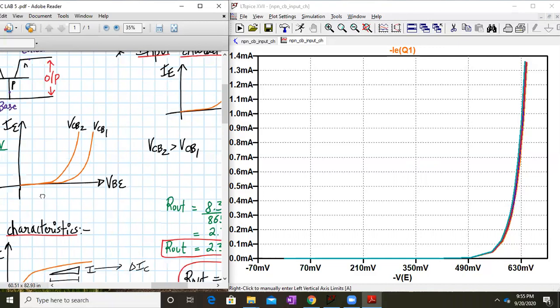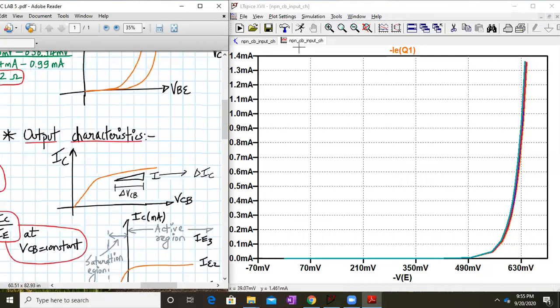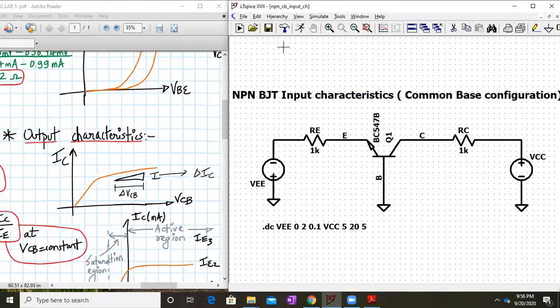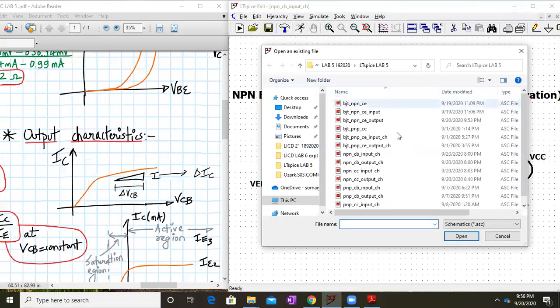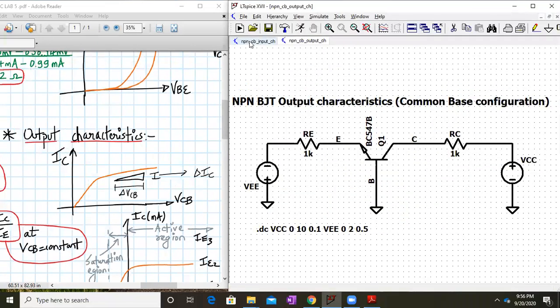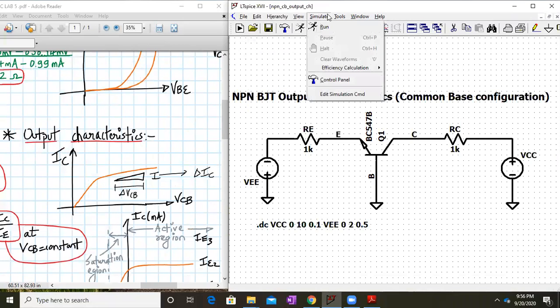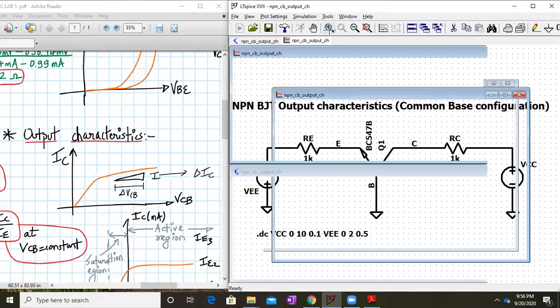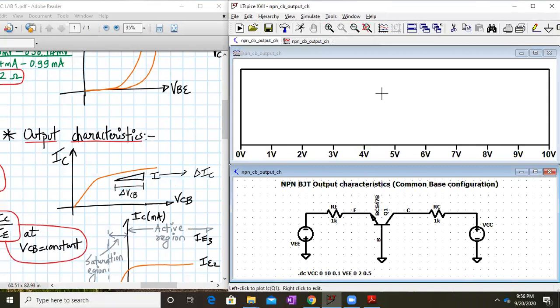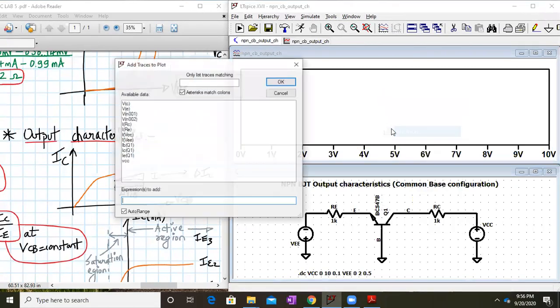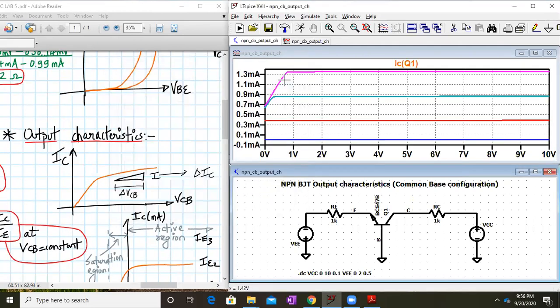Okay, now let's proceed to the output characteristics. So let me open the output characteristics schematic. Already it's made ready, available. Okay, so this is my output characteristics. Now for output characteristics, I need to plot VCB versus IC. So again, I go to run and simulate, and I right click, add trace, IC. Okay, so these are my plots.